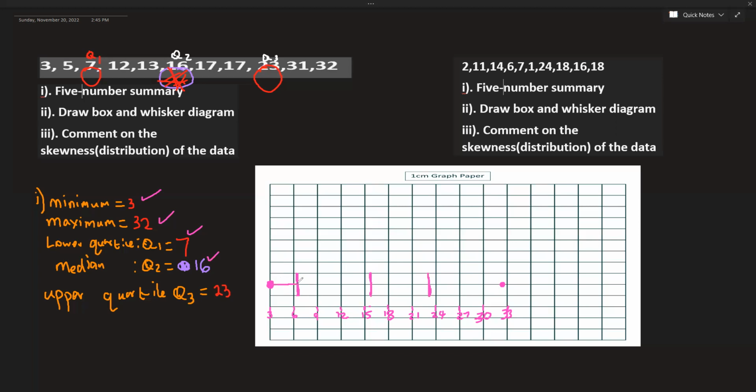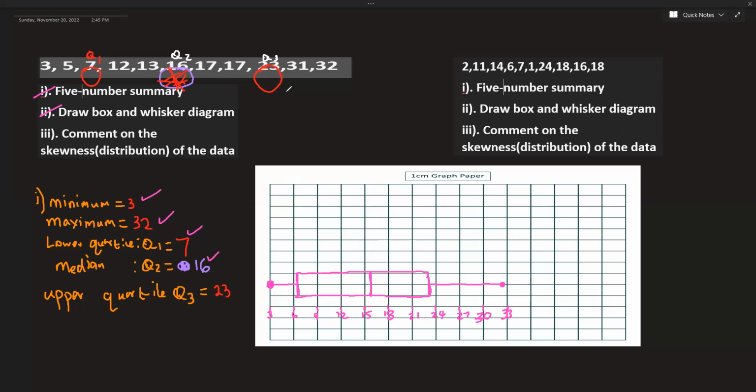You join here. The line now doesn't go through the quartiles. You join there. Sharp. Then you join the top of the quartiles. Perfect. Then that should be your box and whisker. So we're done with drawing the box and whisker. We're done with the 5-number summary. We're just left with commenting on the skewness.